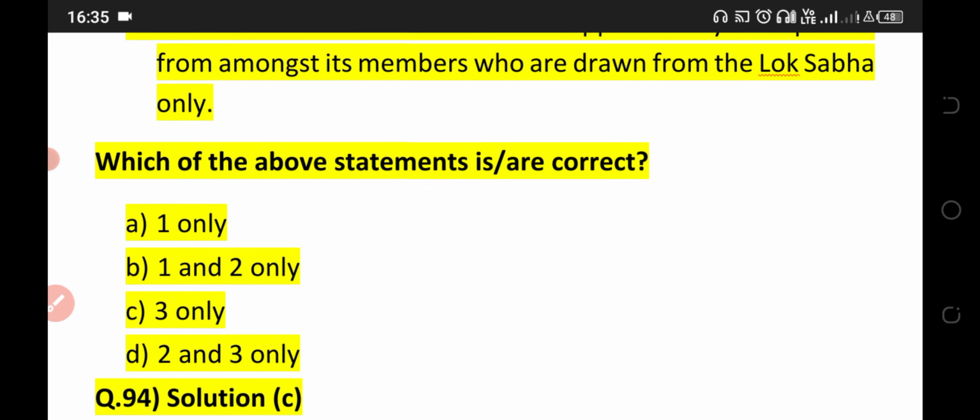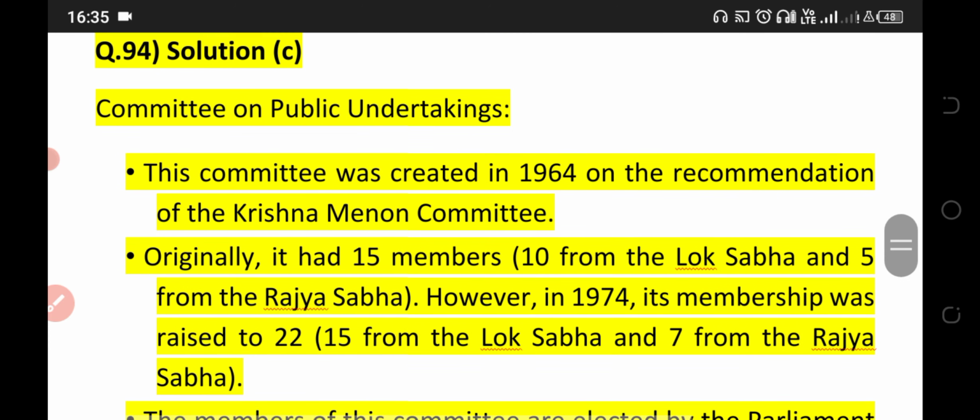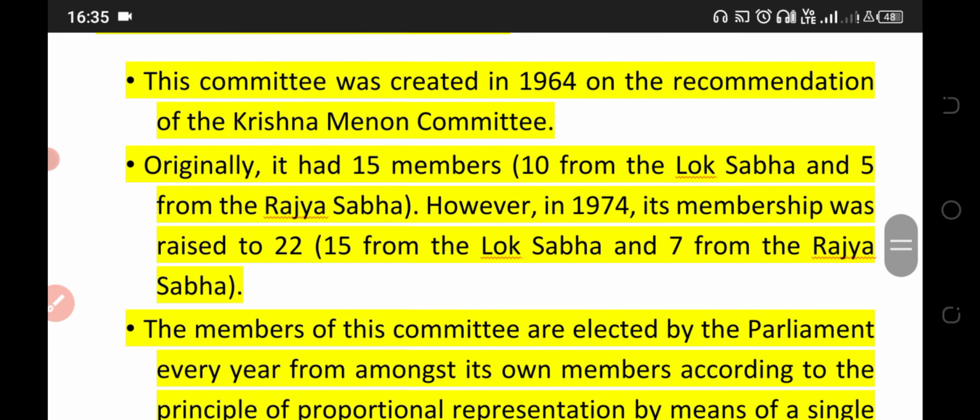इसका सही जवाब है केवल और केवल 3 सही. देखिए दिस कमिटी वाज क्रिएटेड इन 1964.